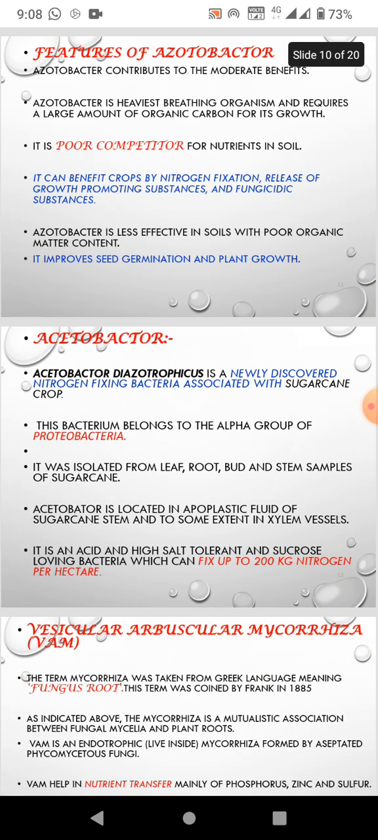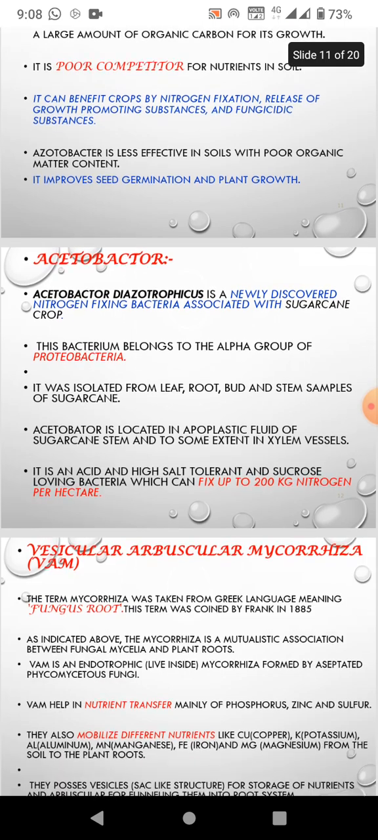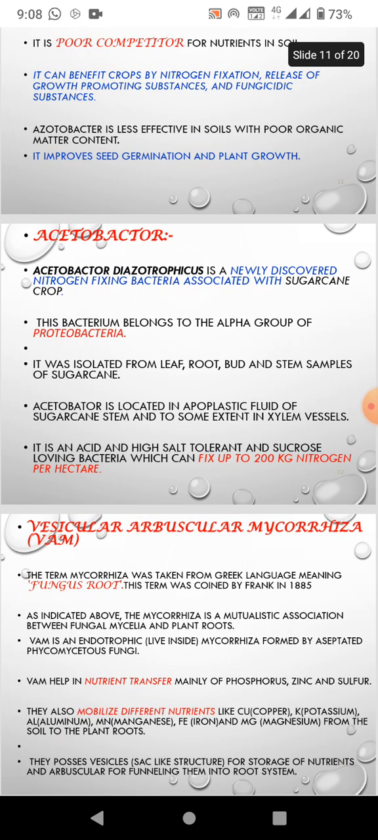Acetobacter diazotrophicus is a newly discovered nitrogen fixing bacteria associated with sugarcane crop. This bacterium belongs to the alpha group of Proteobacteria. It was isolated from leaf, root, bud, and stem samples of sugarcane. Acetobacter is located in the apoplastic fluid of sugarcane stem and to some extent in xylem vessels. It is an acid and high salt tolerant and sucrose loving bacteria which can fix up to 200 kg nitrogen per hectare.